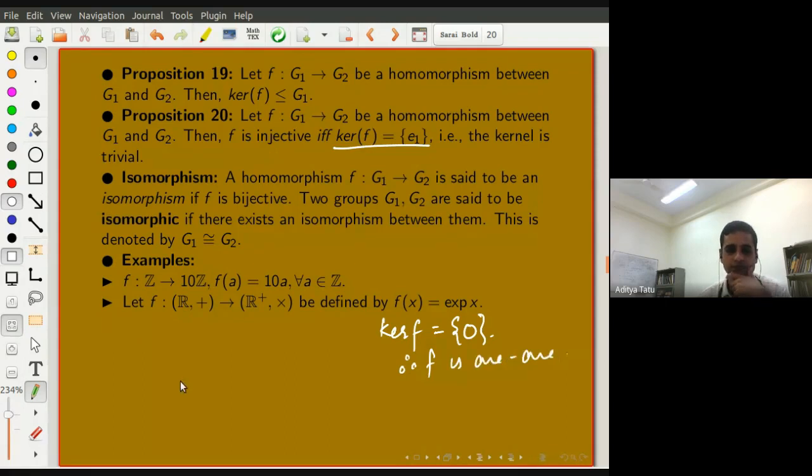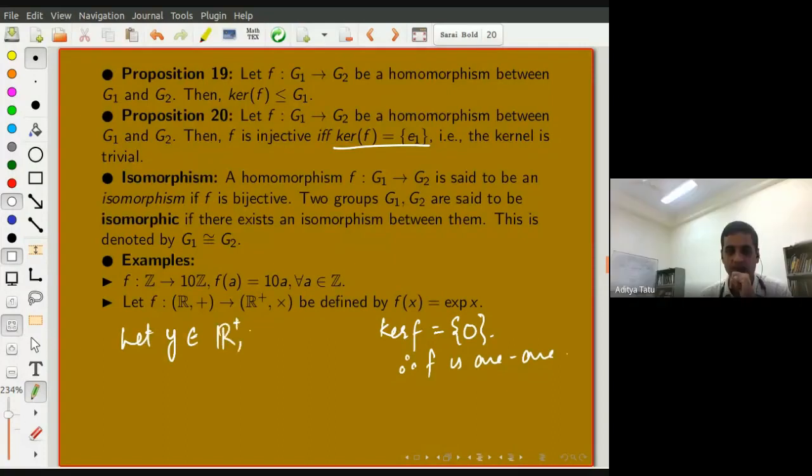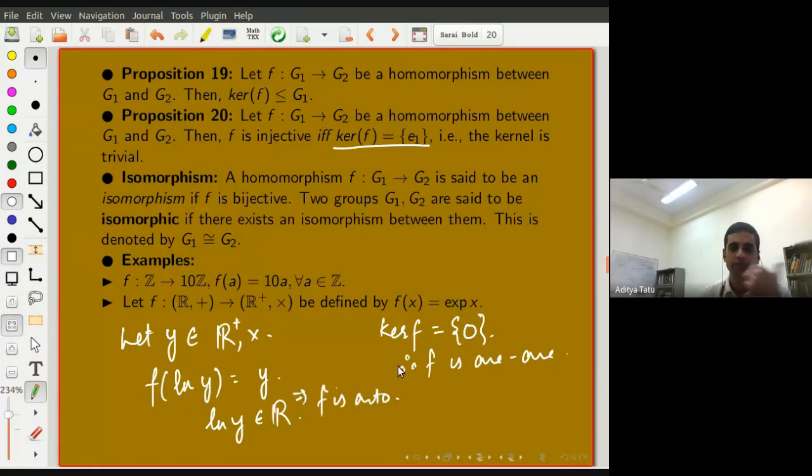Onto. Yes, it is onto. Take y in R plus star, then f of natural log of y, and natural log of y, of course, belongs to R. So it's onto. We've already shown that this f is a homomorphism, so therefore f is an isomorphism.